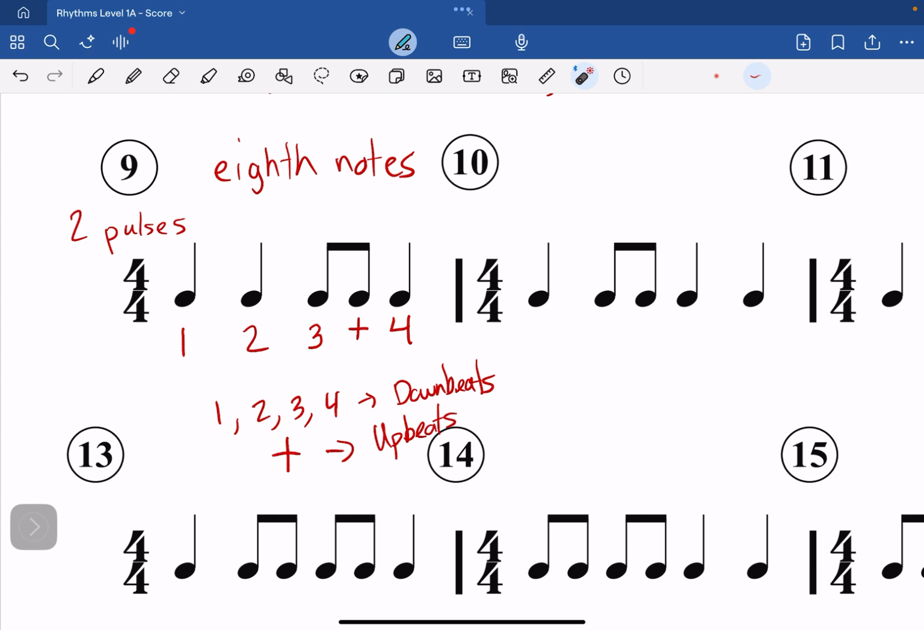Okay, try it by yourself real quick. 1 and 2 and ready and go. Okay, so it should sound like 1, 2, 3, and 4. Oh, I messed that one up. 1, 2, 3, and 4.